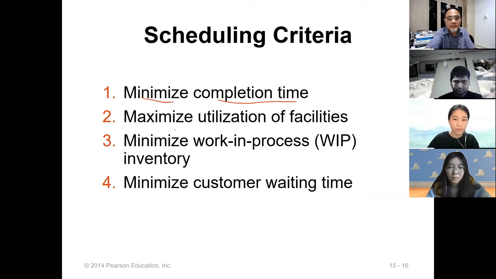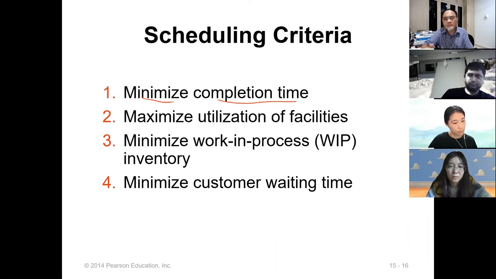Another measure is to maximize utilization of facilities. You can measure the percentage of utilization. If the utilization is 90%, 50%, then you know you still have opportunity for getting jobs, or scheduling new jobs.